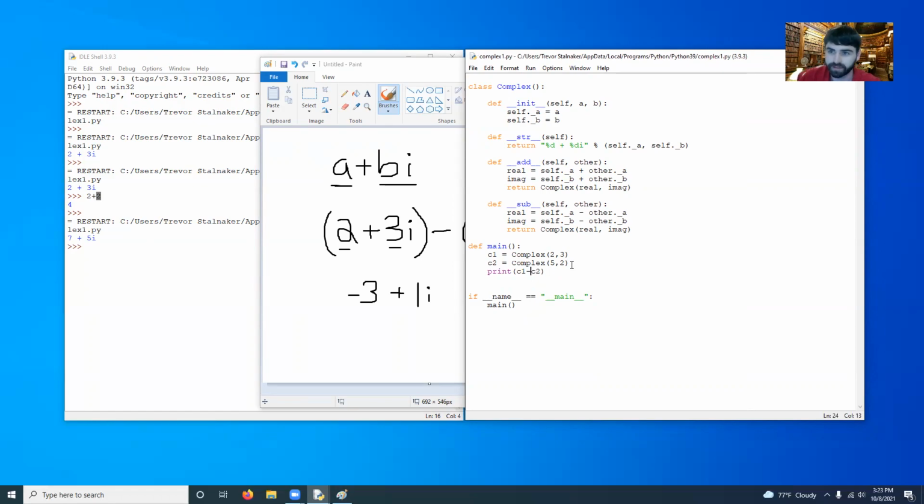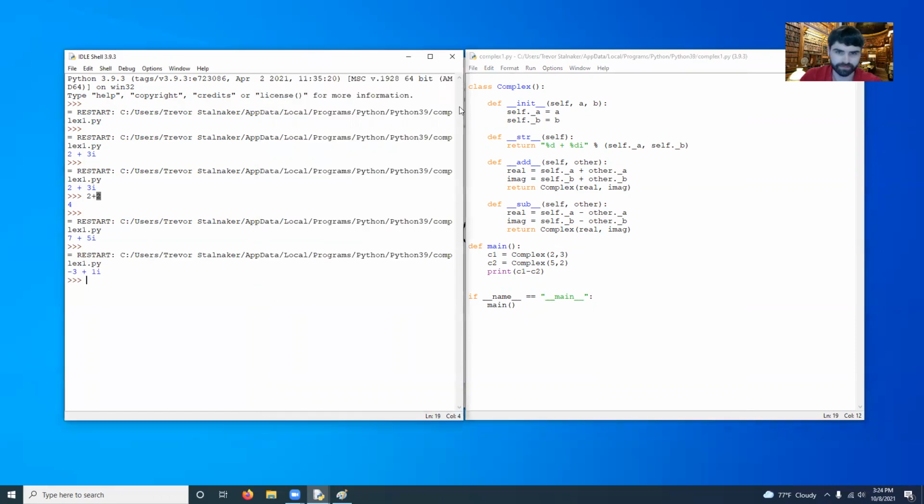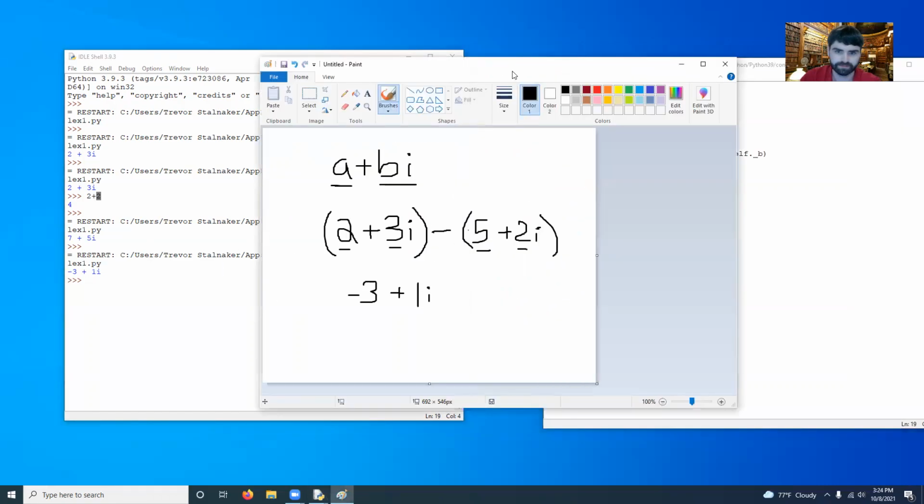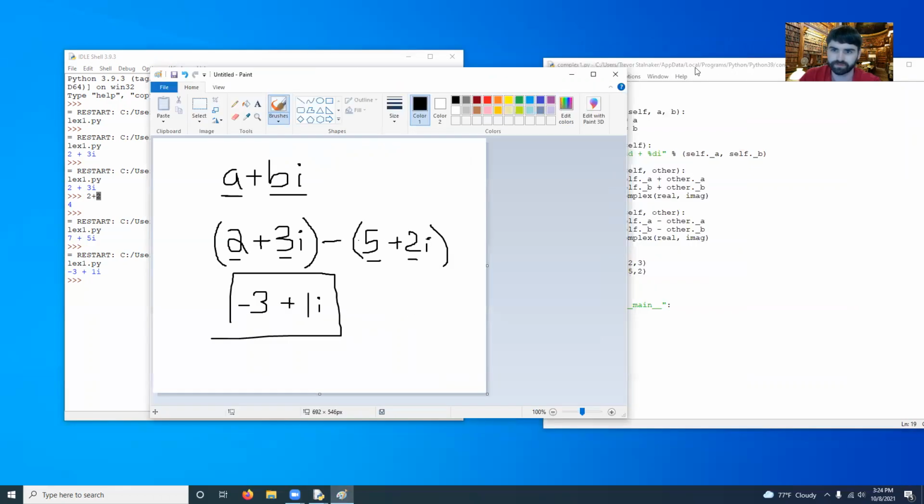That's important. You don't want to change the number that you were given. Because imagine you were doing complex math with these, and you wanted both those values. Maybe you're going to use it again later. You'd be pretty upset if someone modified it or saved over it. So make sure you're creating a new one. And -3 plus 1i. So subtraction is working.